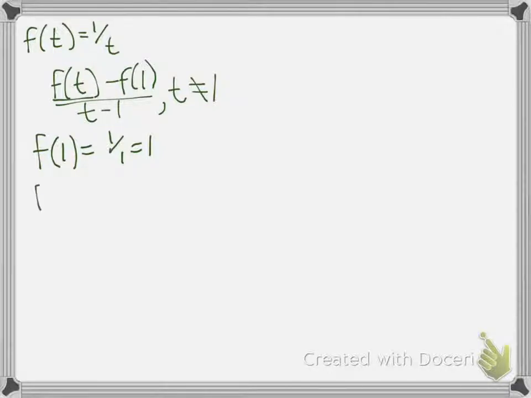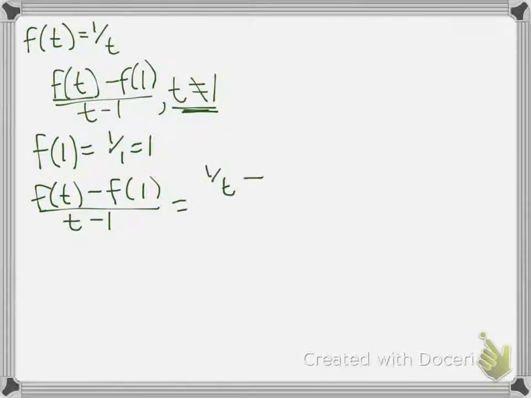So I get that the difference quotient I'm looking for here, if I fill in the pieces I know, now before I get too far, realize why it's t doesn't equal 1, because that gives you a 0 in the denominator now that we have a t minus 1. But I put in my functions. I have 1 over t minus 1 over t minus 1.